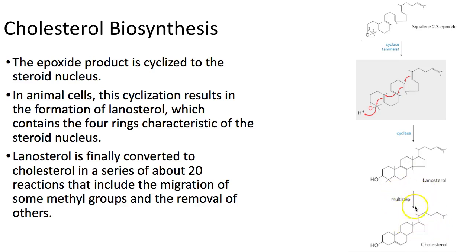And within these next steps, it's actually 20 steps that go into it, so they just simplify this as multi-step. But overall, just know that lanosterol is the main intermediate to finally go into the final product of cholesterol.